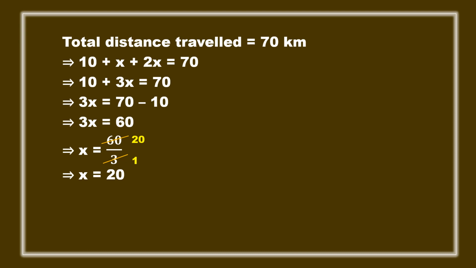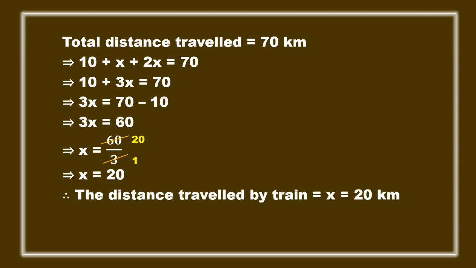So x is nothing but our train distance, right? So the distance traveled by train equals to 20 kilometers. In the question only he asked you to find out the distance traveled by the train, so I wrote here only x equals to 20 kilometers. If he asks the bus distance also, you should write distance traveled by bus equals to 2 into 20, which is 40 kilometers.